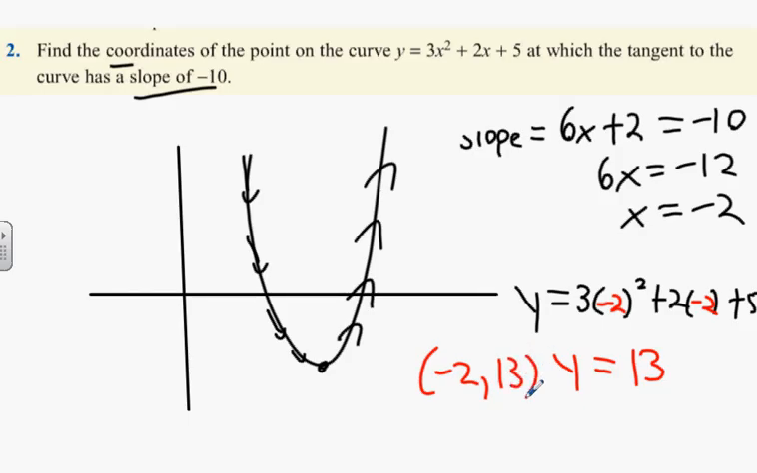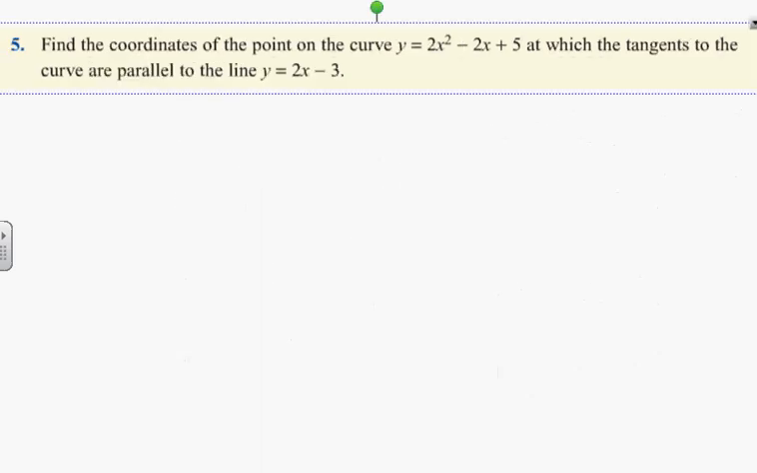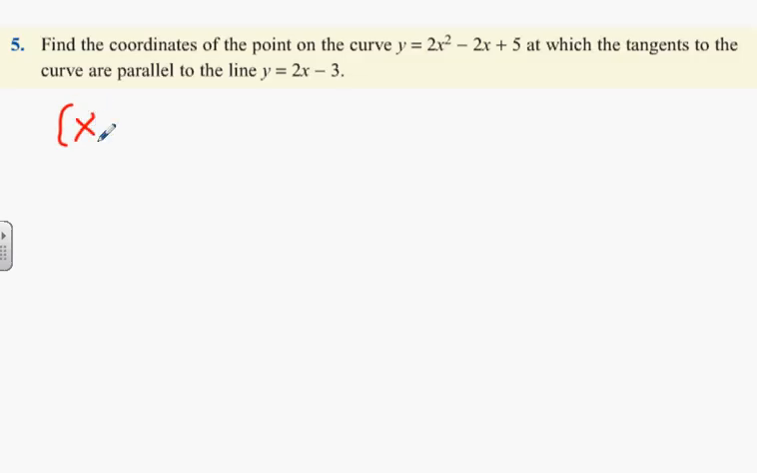So you don't have to prove anything after that. No, just find the point. Okay. Show another one now. Question 5. Now, this one's slightly more difficult, right? Once again, it's a find the what question. Find the coordinates. You need to find an x value and a y value, okay?